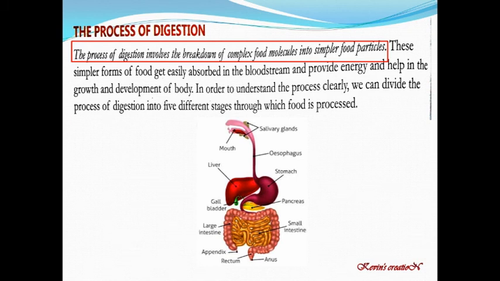This simpler form of food gets easily absorbed in the bloodstream and provides energy and helps in the growth and development of the body. So whatever energy we get from the digested food is utilized for our growth and development, and we require this energy for our day-to-day activities as well. Now let us understand this by dividing it into 5 different stages.